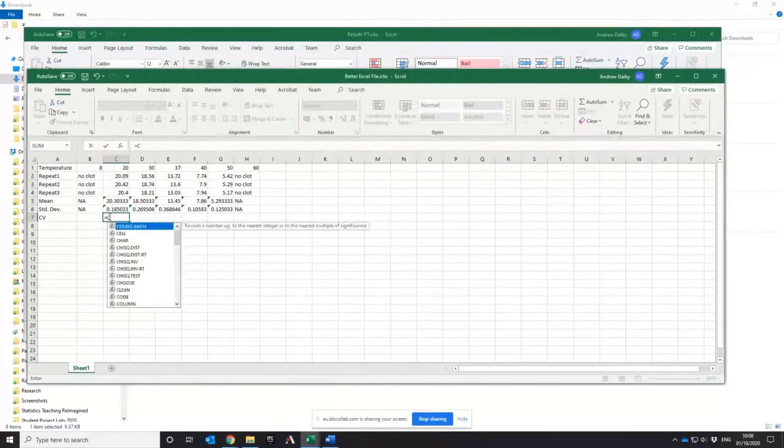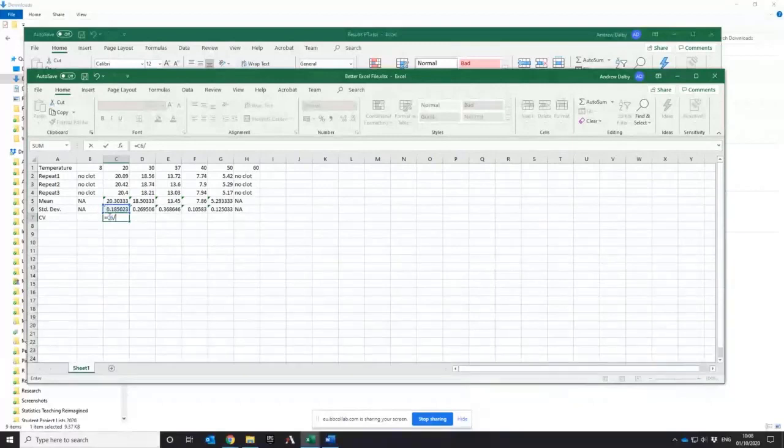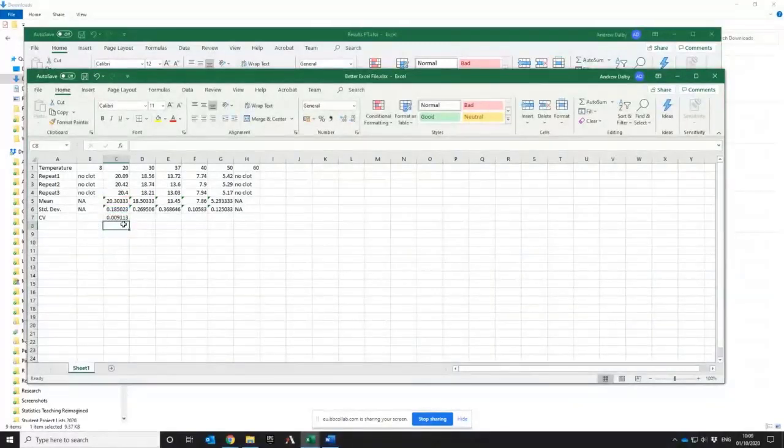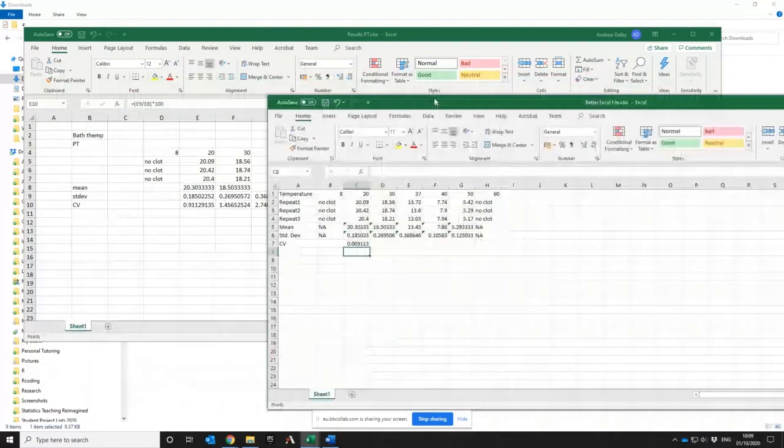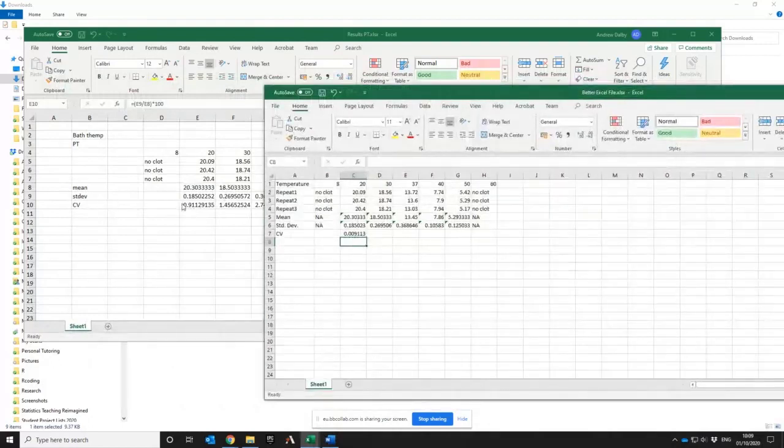So it should be equals C6 divided by C5. It is 0.000. You never multiply it by 100. You don't turn it into a percentage. So this is not a CV. That is the percentage of variation that you get compared to the mean.